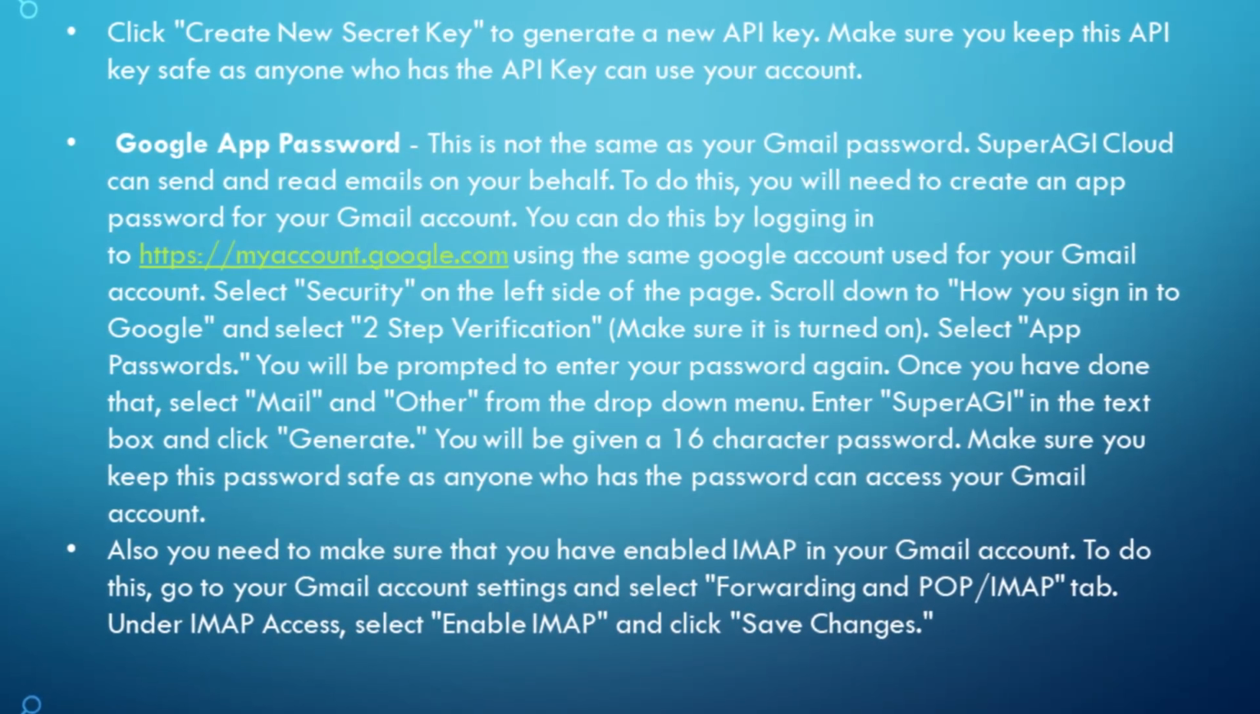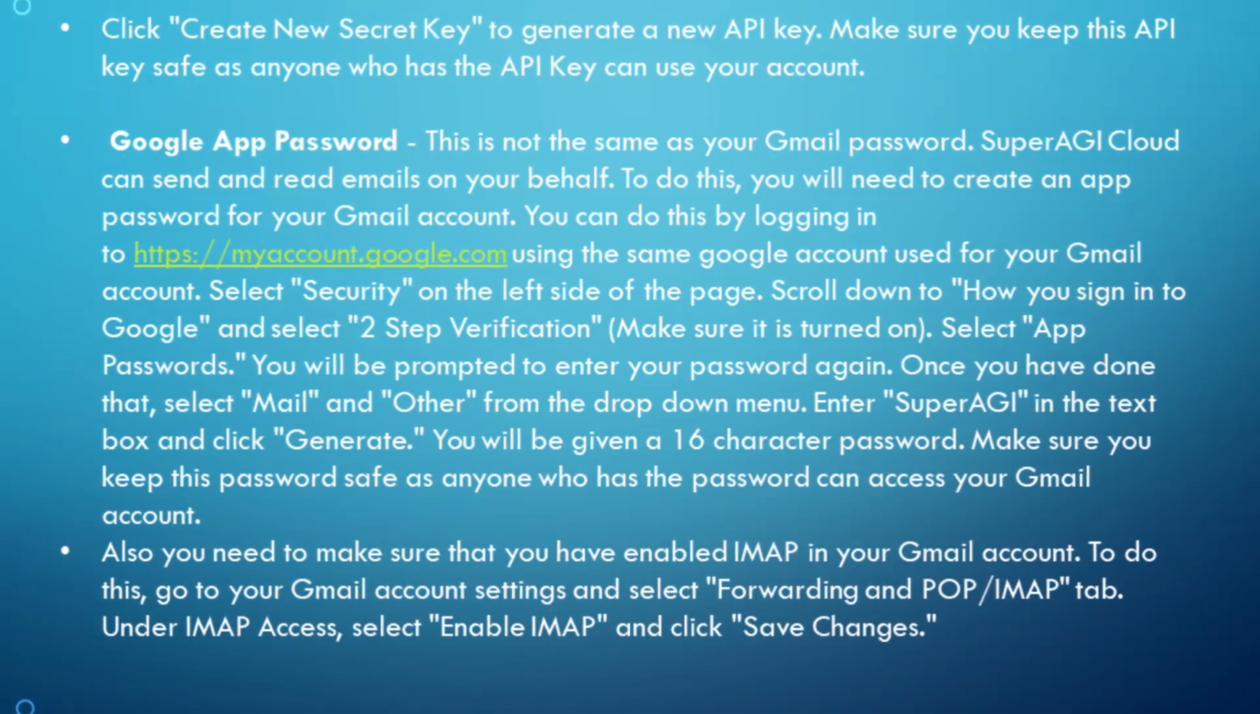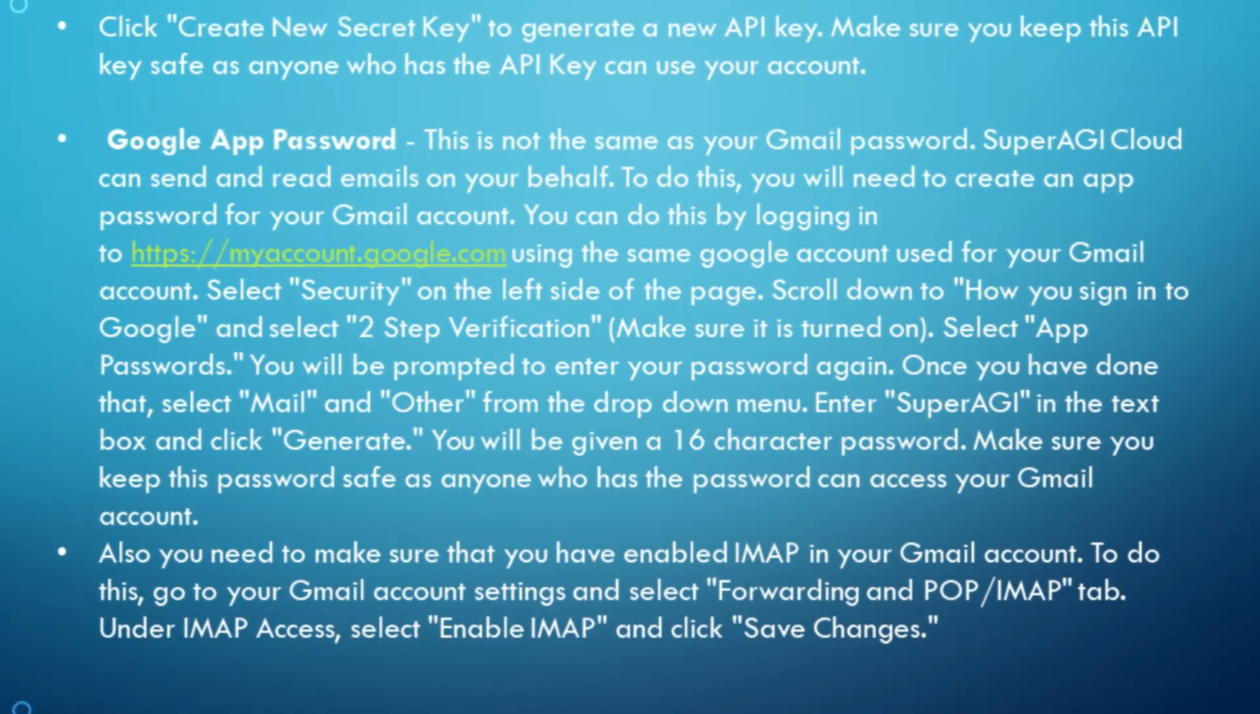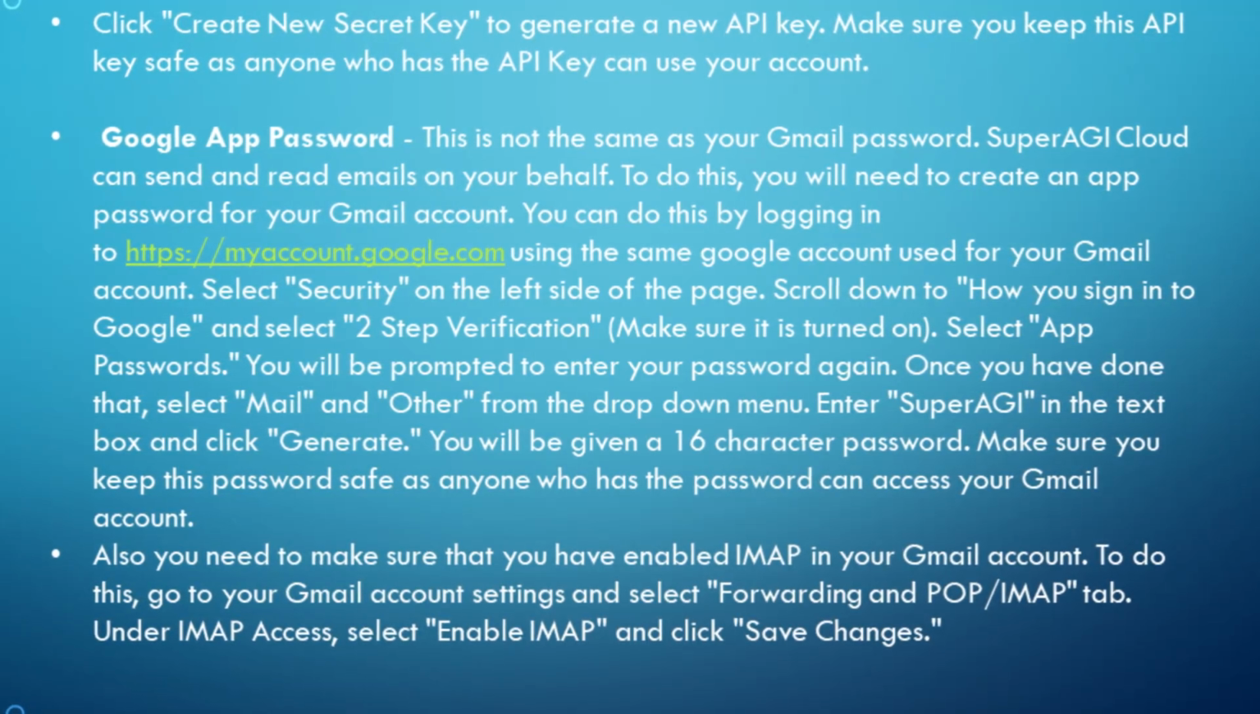Also, you need to make sure that you have enabled IMAP in your Gmail account. To do this, go to your Gmail account settings and select the Forwarding and POP/IMAP tab. Under IMAP Access, select Enable IMAP and click Save Changes.